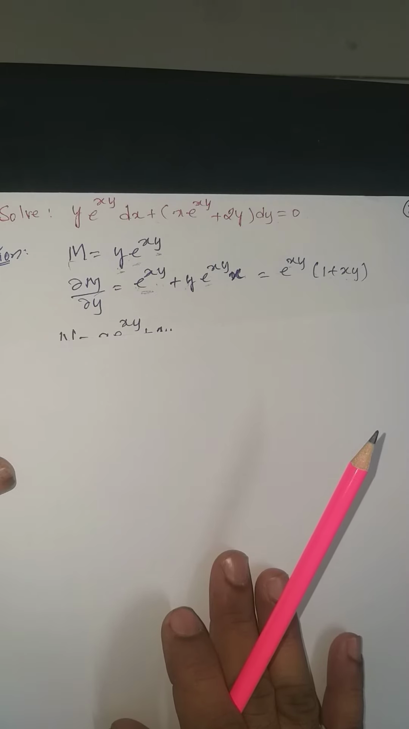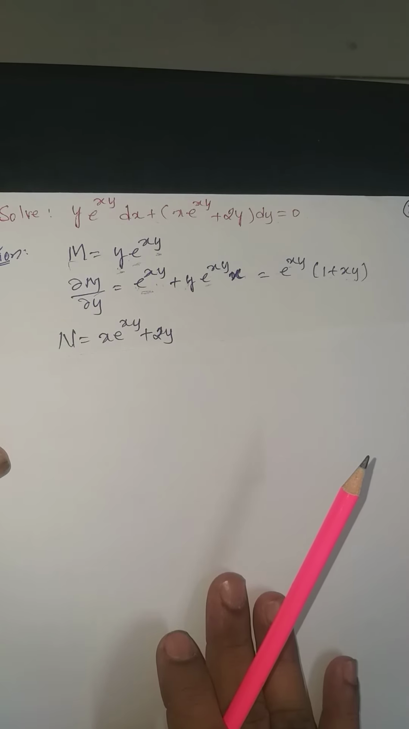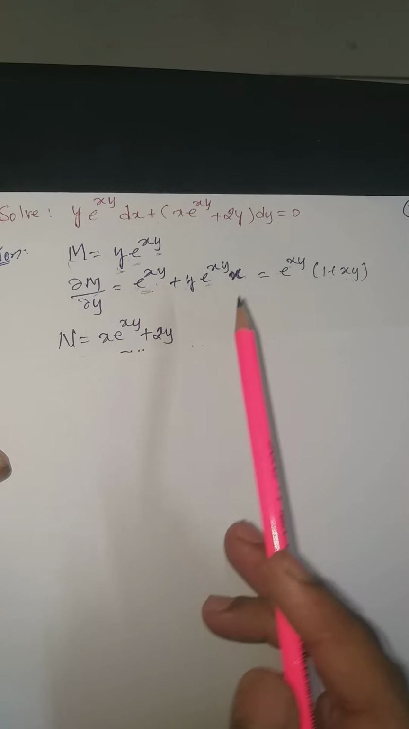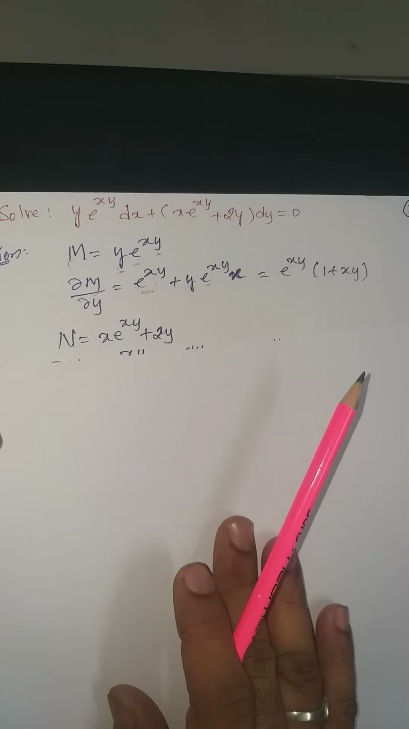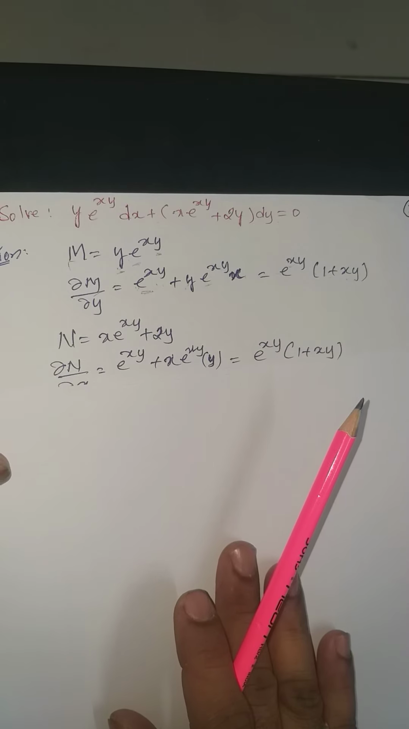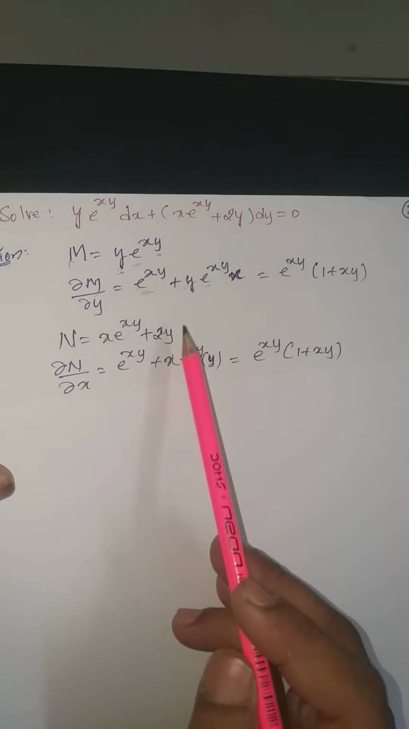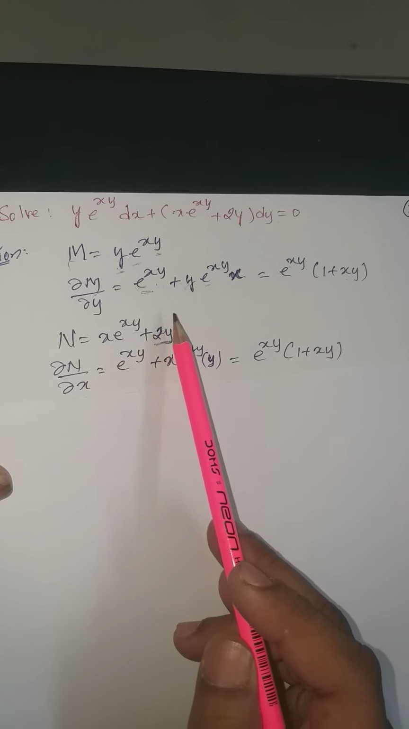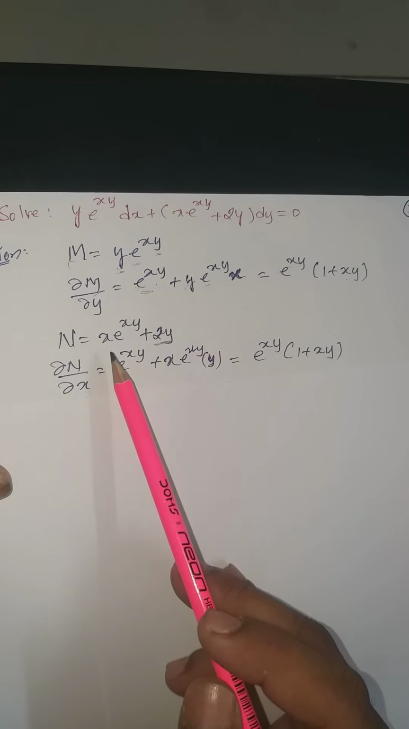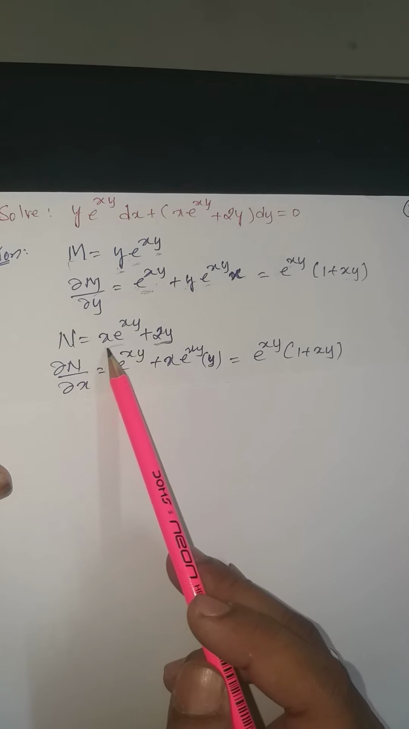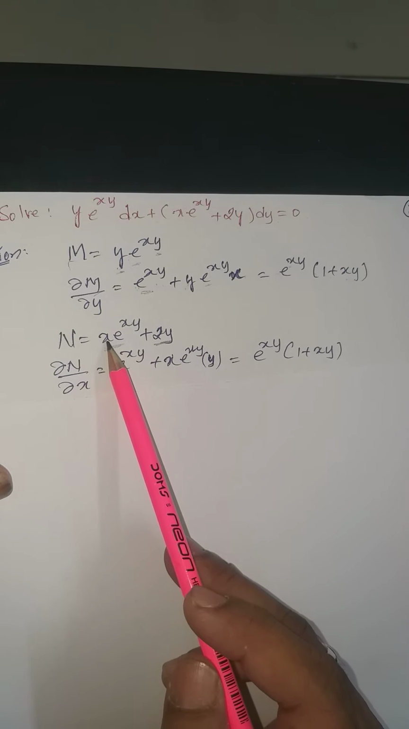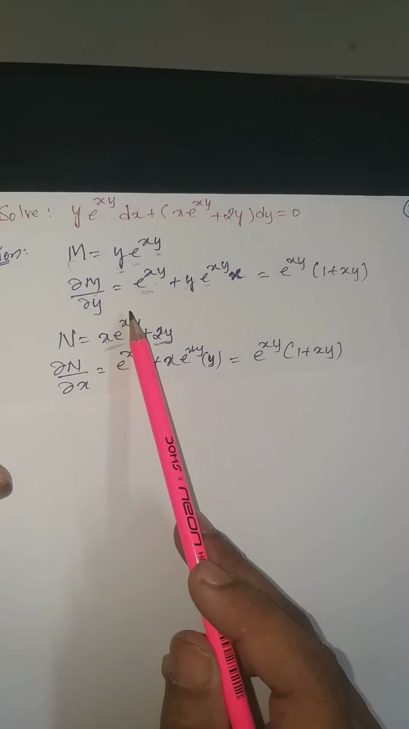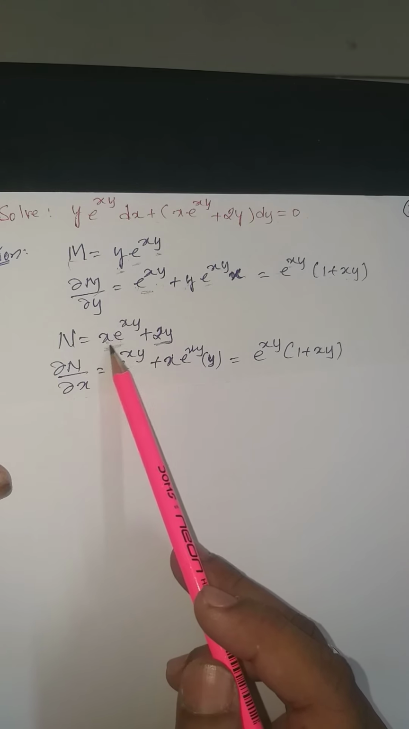Now we will consider N. N is x e^(xy) + 2y, which is the coefficient of dy. Therefore differentiating partially with respect to x. Here you observe the term 2y purely contains y, so this is treated as a constant, and this becomes 0, nothing to worry about. Now we need to concentrate on the other term, which is a polynomial in x times an exponential in x, so you need to use the u into v rule here.